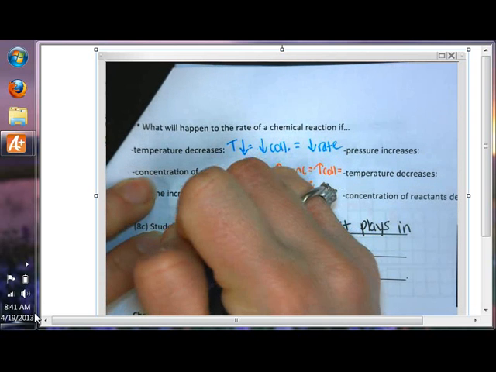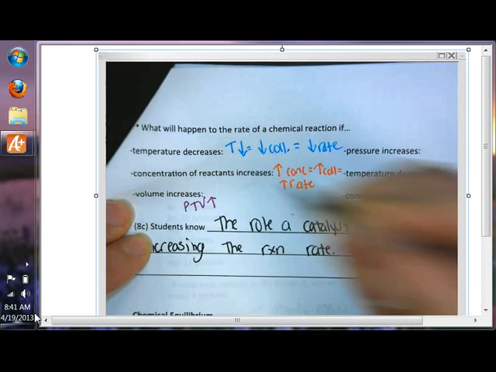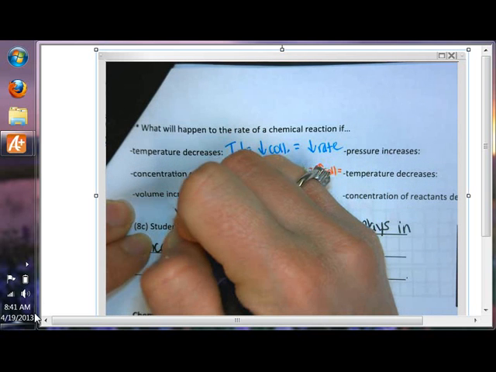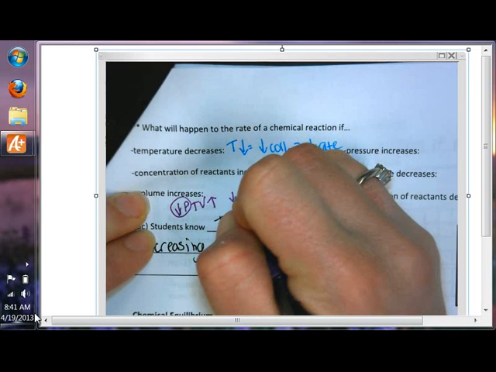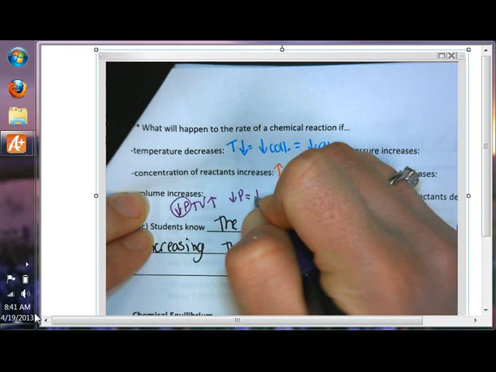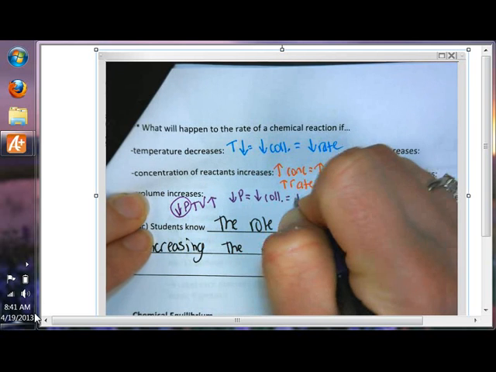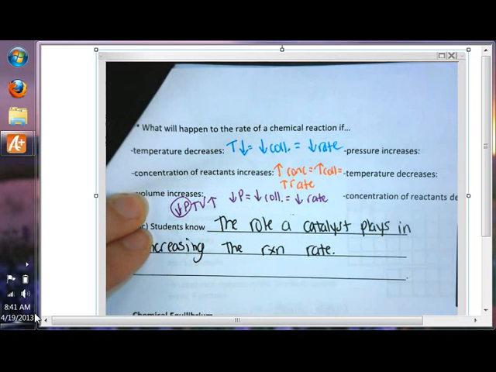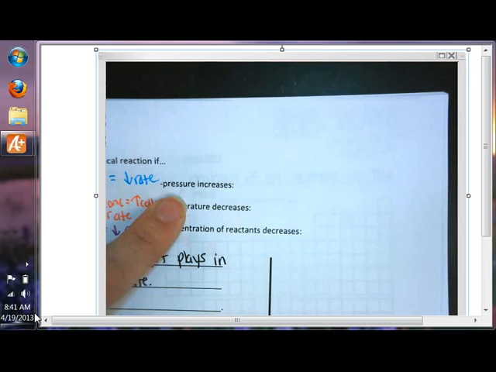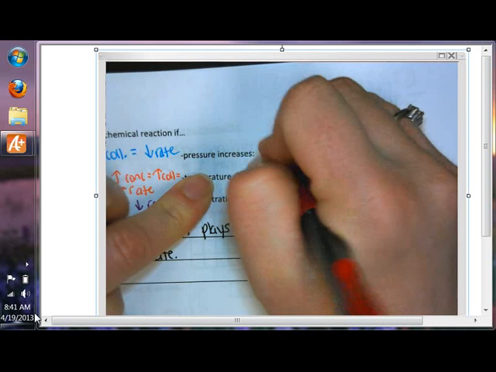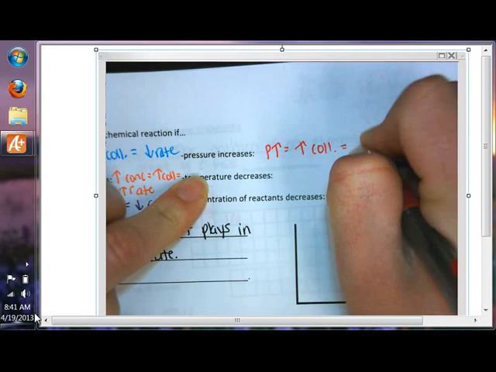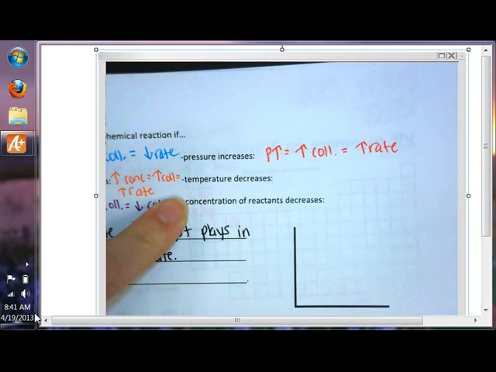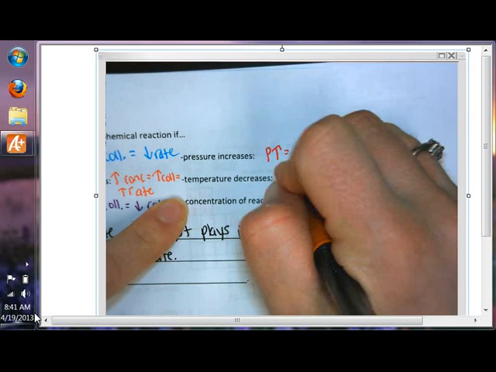So if volume increases, anything PTV, if volume's going up, pressure is going down. So you decrease pressure, that gives you decreased collisions, which equals a decreased rate. All of this should be reviewed right now. Pressure increases. If pressure increases, that gives you increased collisions, which gives you an increased rate. The reaction's going to speed up.